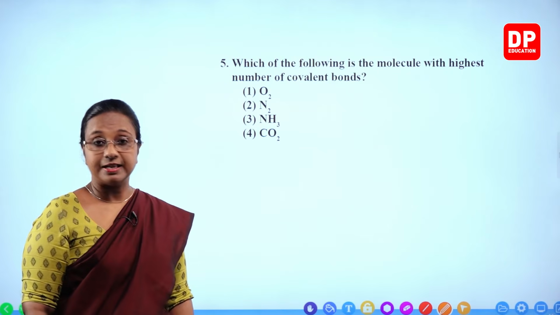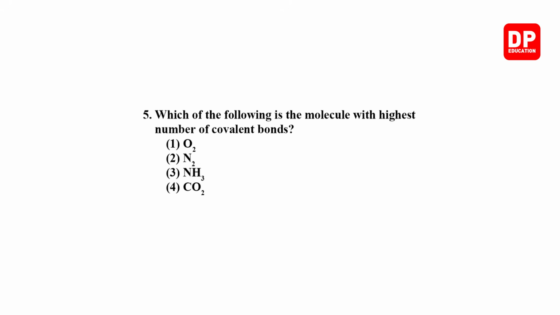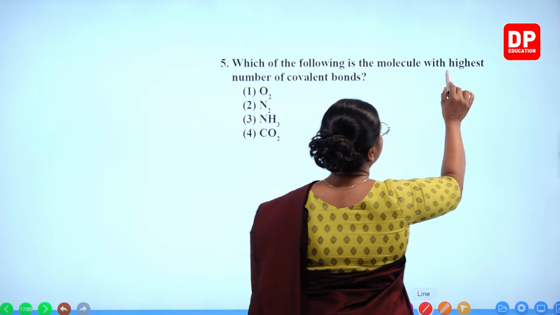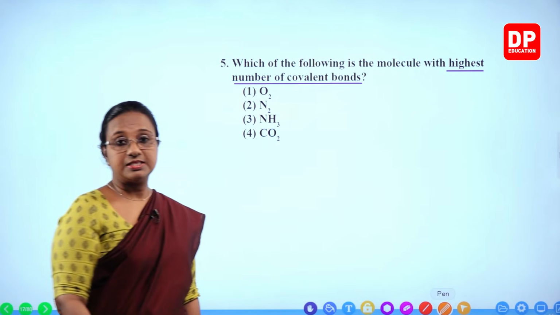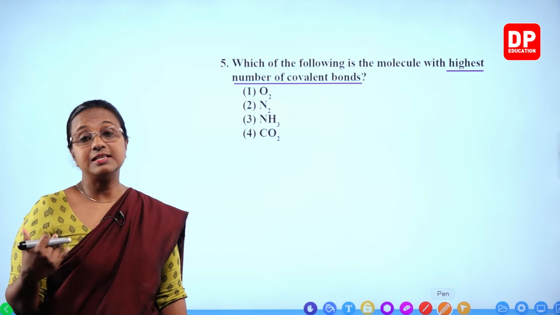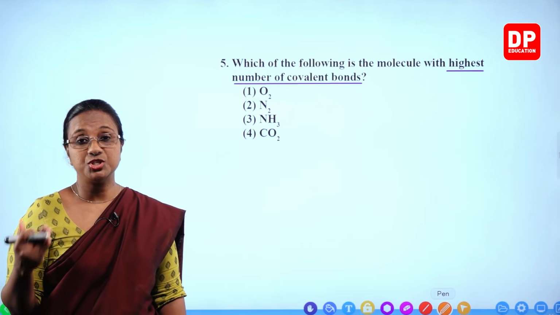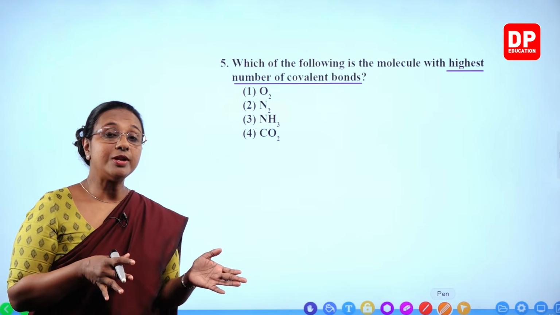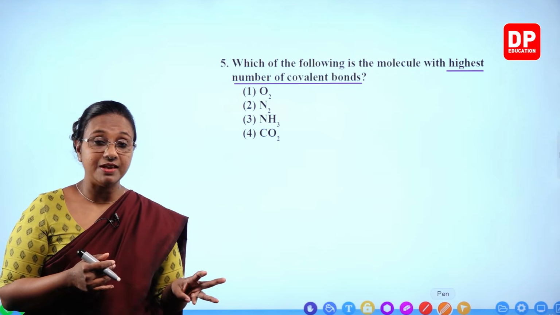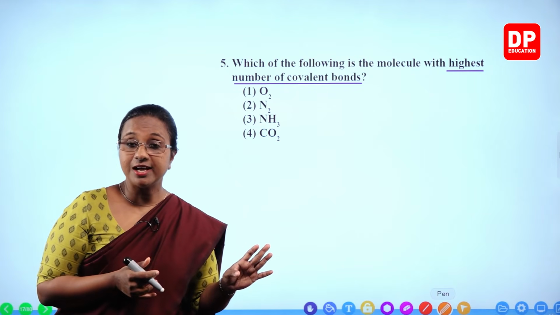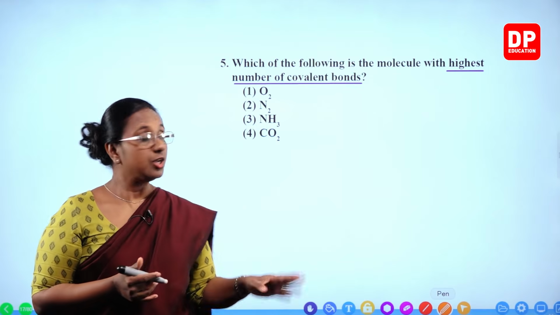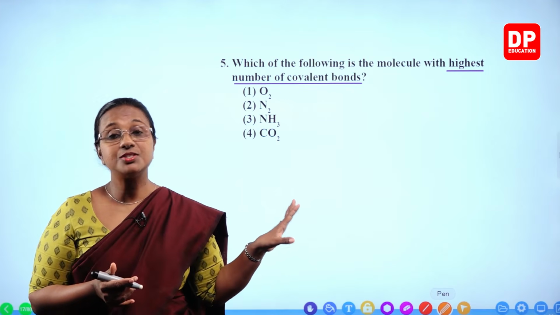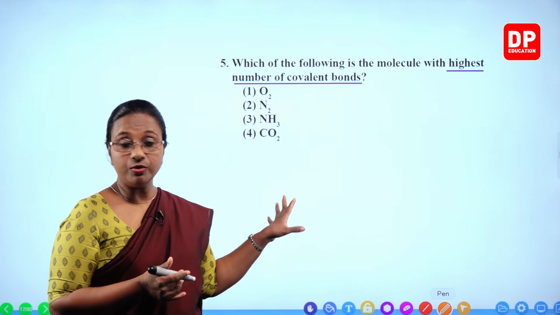Question number 5. Which of the following is the molecule with the highest number of covalent bonds? So here you need to find the highest number of covalent bonds. So you all know, students, when atoms share electrons between them, you get the covalent bond, sharing of electrons. And those molecules can be actually represented in 3 ways. You can remember the dot cross diagram, then the Lewis dot diagram and also the Lewis structure. So here I will use the Lewis structure to represent these 4 compounds.